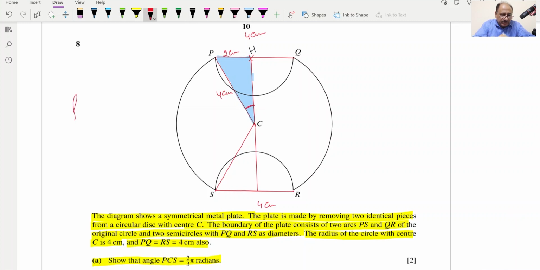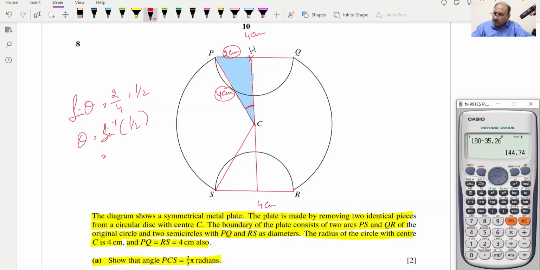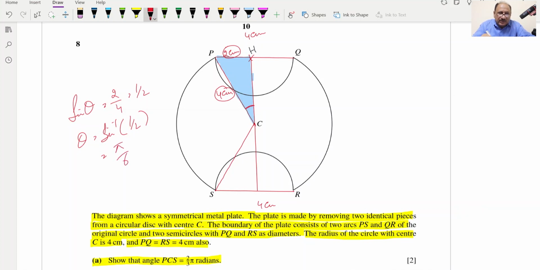This angle is theta, and sine theta is equal to 2 divided by 4. Opposite over hypotenuse, so 2 by 4 will be equal to 1 by 2. So theta is equal to sine inverse of 1 by 2, and in shift mode radian, sine inverse of 1 by 2 or 0.5 will give us pi by 6. So this angle is basically pi over 6.